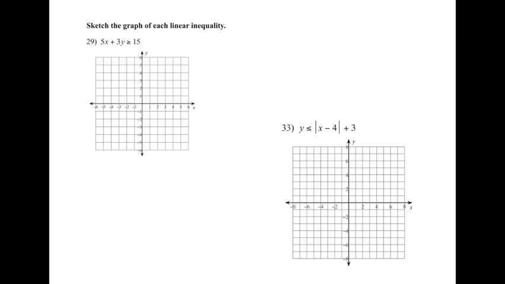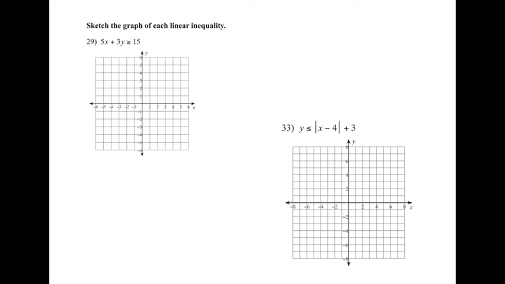Inequalities are graphed exactly how you would graph anything else. You graph the line or the absolute value. You decide if it's dashed or solid, and then you shade, okay? So you're going to graph the actual function exactly how you would graph it a couple pages ago, right? And then you're going to shade it.